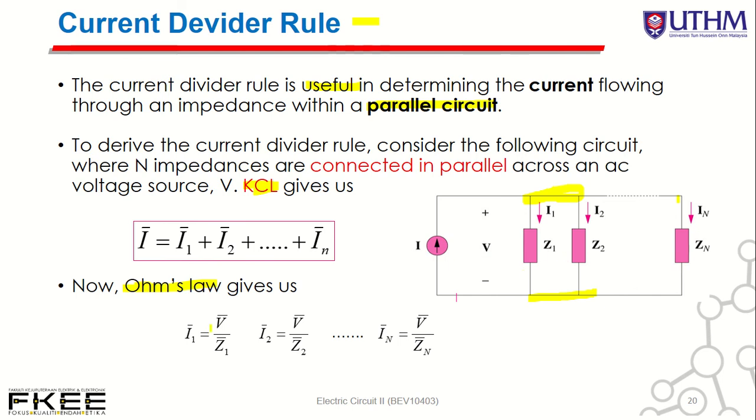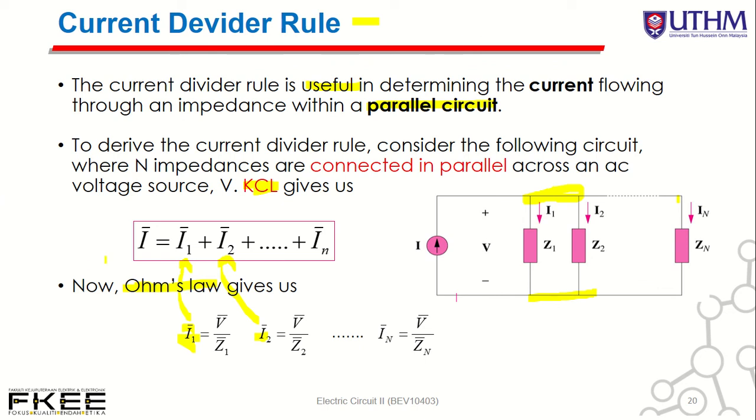Okay, so I1 equal to V divided by Z1, I2 equal to V divided by Z2, similarly to IN equal to V divided by Zn. Is it clear? So you can replace to this equation I1, I2, and IN. This is the way how to prove the equation of current divider.